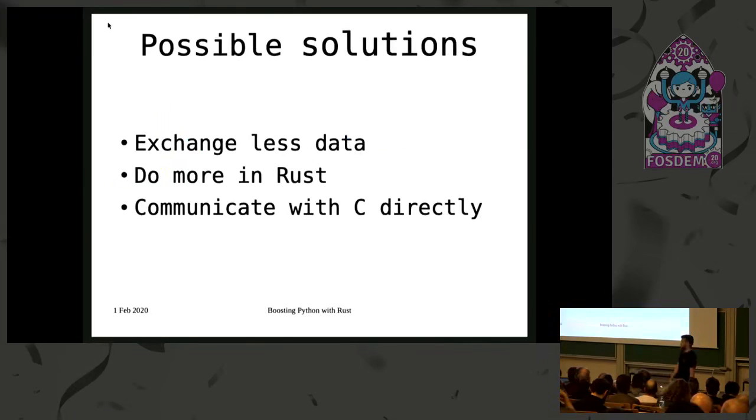So we have a few possible solutions. You can just exchange less data. So you move up one abstraction layer, and instead of giving the bytes of a file, for example, you give the file name and make Rust open the file, that kind of stuff, which is pretty much the same as doing more in Rust. And you can also communicate with C directly and not go through the Python layer.